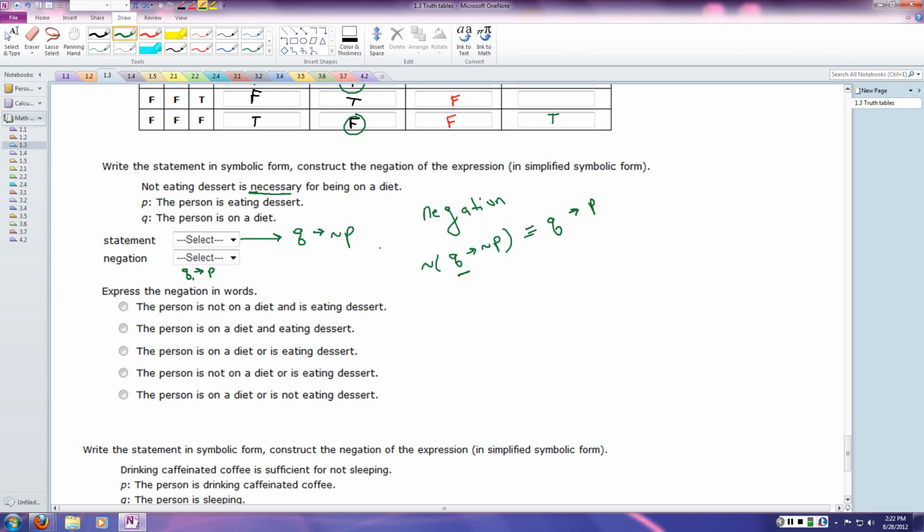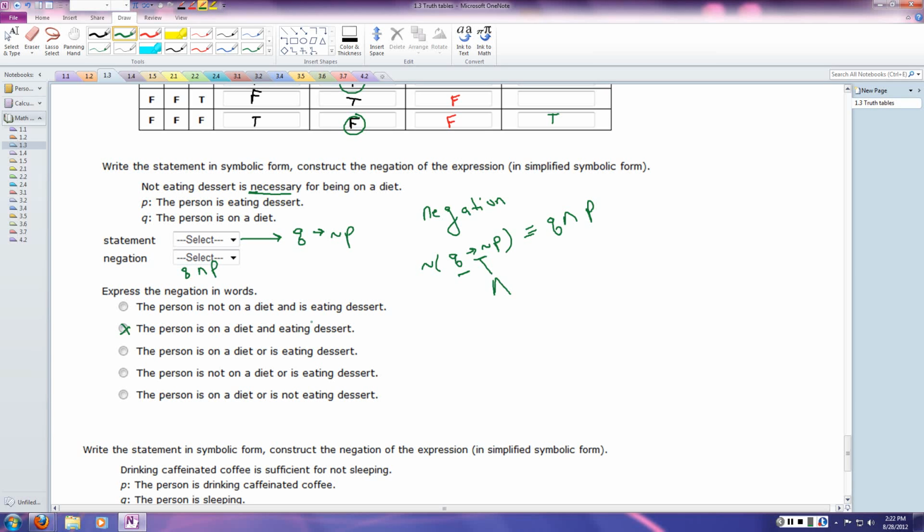Sorry, no. Not, remember, then we change this to and. So this would be Q and P. So the person is on a diet and the person is eating dessert. So the answer would be the person is on a diet and the person's eating dessert.